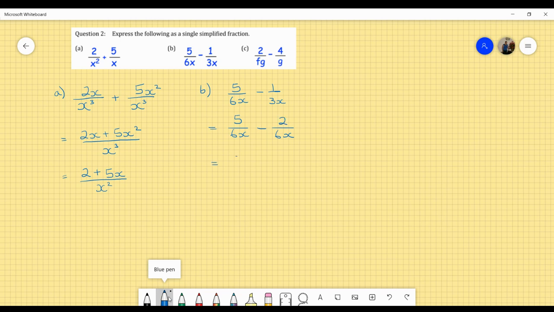And therefore, we end up with 5 minus 2 over 6x. That will leave me with 3 over 6x, which I think is where you got to. However, both 3 and 6 are multiples of 3, so if we divide them through by 3, we get 1 over 2x, and that's your final correct answer.